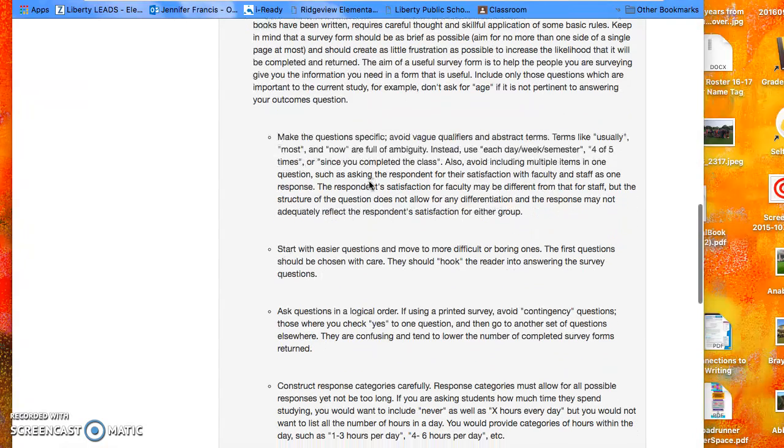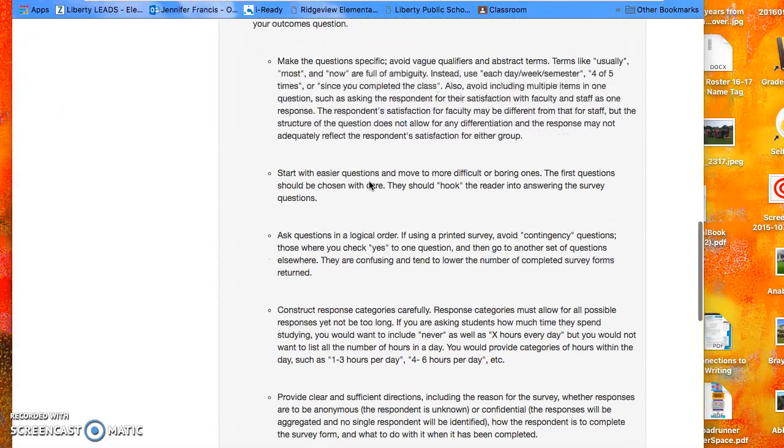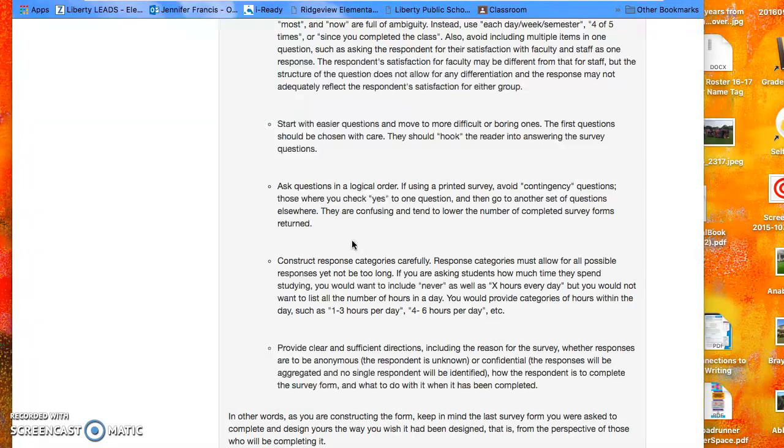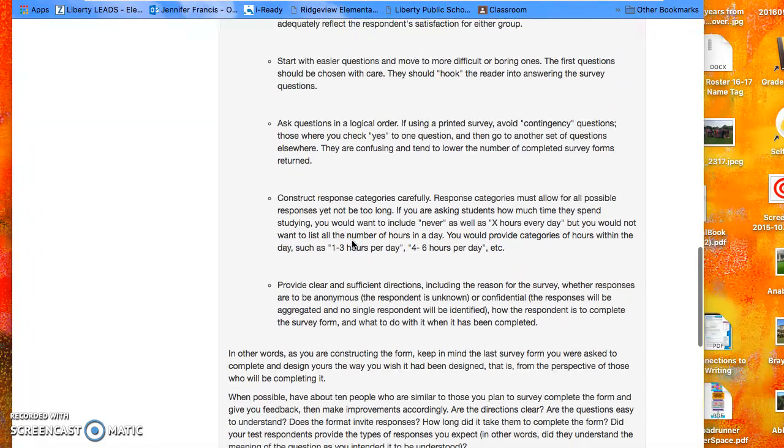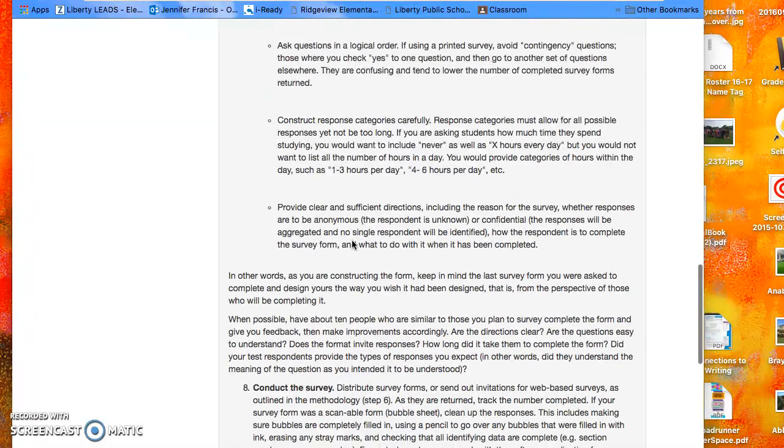You want to start with easier questions and then move to more difficult ones. You want to ask questions in a logical order. You want to construct response categories carefully. So if you ask a question that requires more than just multiple choice or yes or no, you want to make sure that it is very carefully worded.